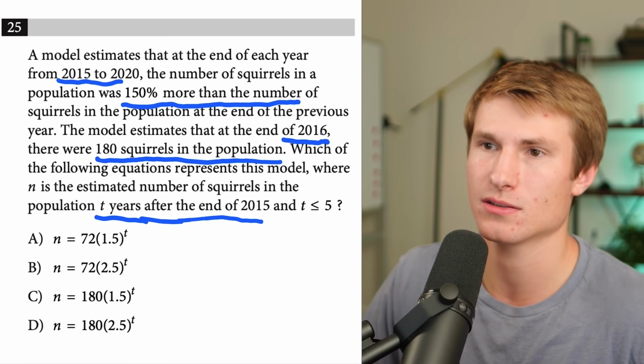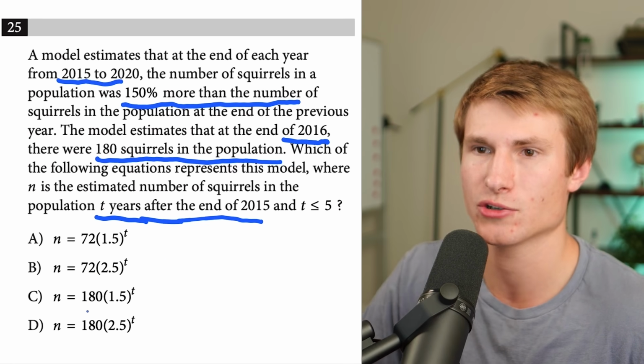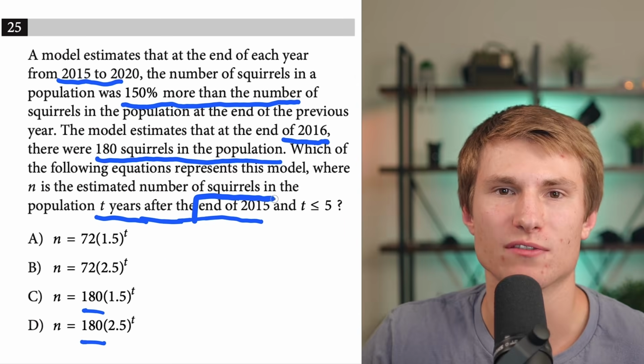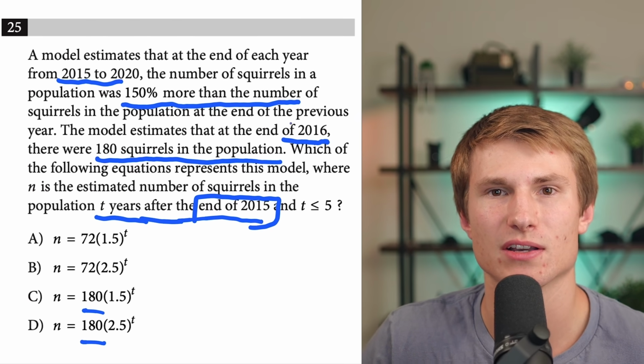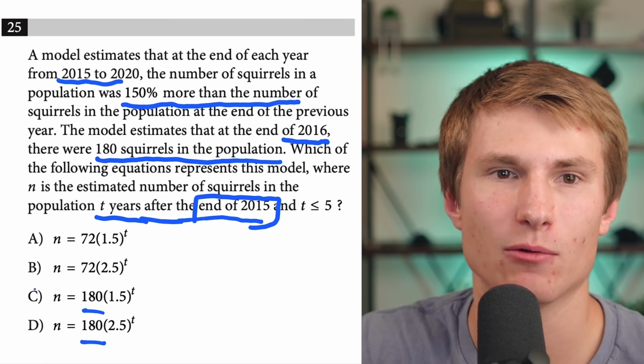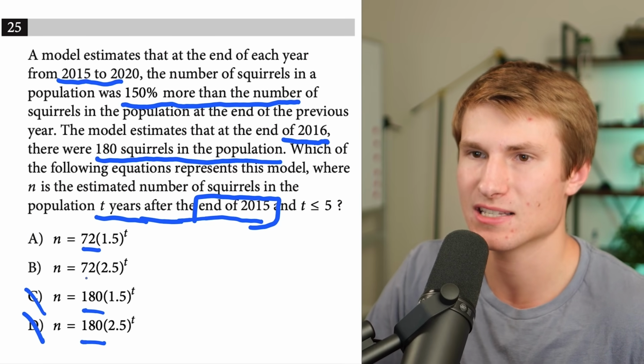Key thing here is they're kind of trying to throw you off with answer choices C and D because we are modeling it after the end of 2015, and that 180 number that they gave us is at the end of 2016. So that's 1 year in. So our initial value is not 180. Our initial value is 72.